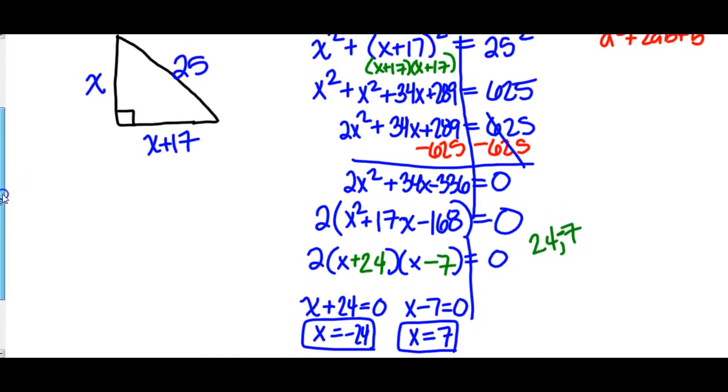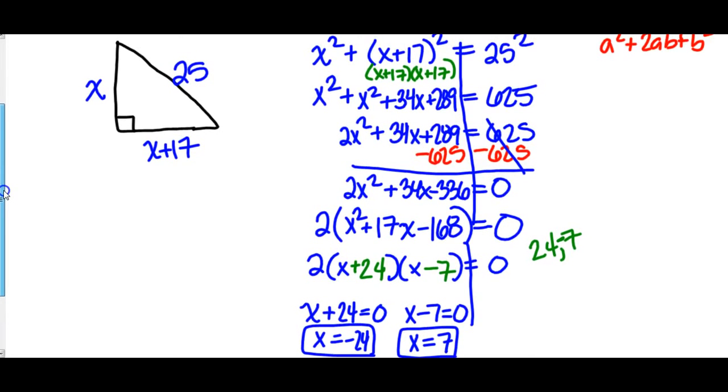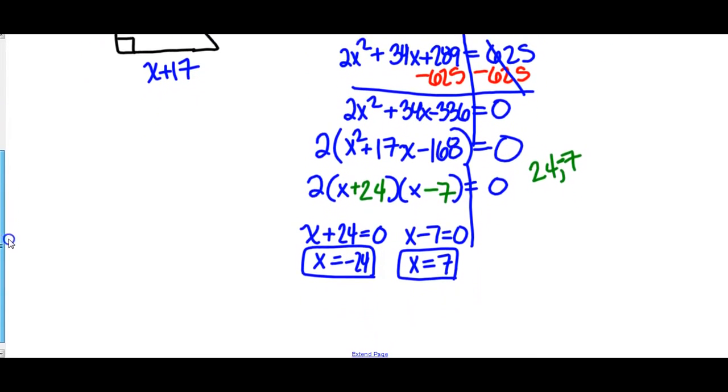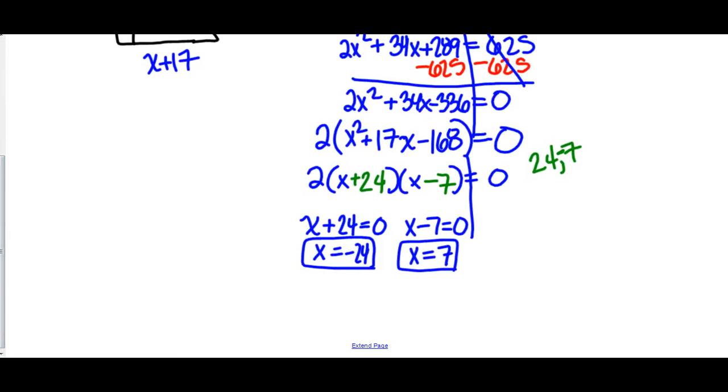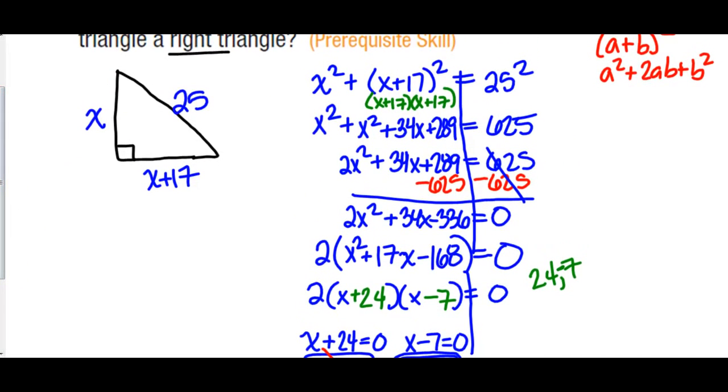Coming back to our triangle, we are dealing with side length. Can we have negative side length? The answer is no, so we need to reject the negative answer, which leaves us with x equals 7 as our answer. And let's check it real quick. If x is 7, and here we plug in 7 for x, 17 plus 7 gets us 24.